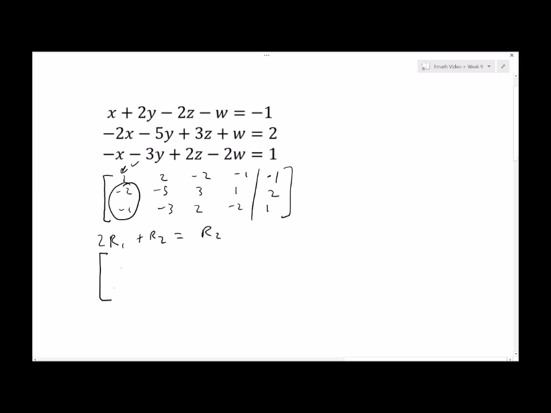We're left with 1, 2, negative 2, negative 1, negative 1. And then 2 minus 2 is 0. 4 minus 5 is negative 1. And then negative 4 plus 3 is negative 1. And then negative 2 plus 1 is negative 1. Negative 2 plus 2 is 0. And then this will all stay the same.